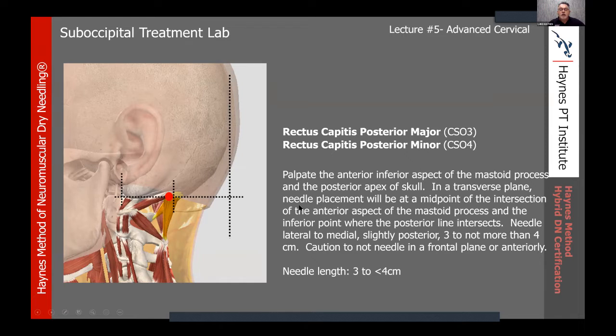So in a transverse plane, the needle placement will be at a midpoint of the intersection of this anterior point and the posterior. From here, that'll be our needle location. We're going to needle lateral to medial, slightly posterior. So we're going to start here, then veer towards the posterior, away from the foramen magnum here. So a little posterior, maybe 15, 20 degrees. We'll need a 3 centimeter needle, but not more than 4 centimeters.